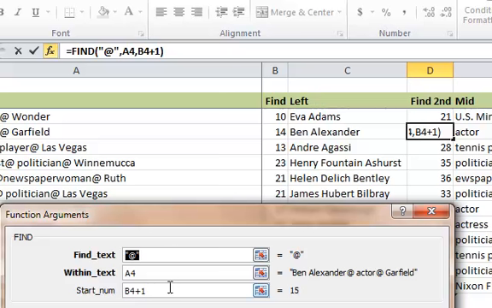Start at this position here, and that's B4 plus 1. B4 is where that first @ symbol is. I don't want to tell it to start looking there because it'll find it, because wherever you tell it to start, that's where it looks first. So we go 1 past that first @ symbol when we say B3 plus 1. That gets us 1 past this, and it'll go looking for the second @ symbol. And it found it, and it said it's in position 21.